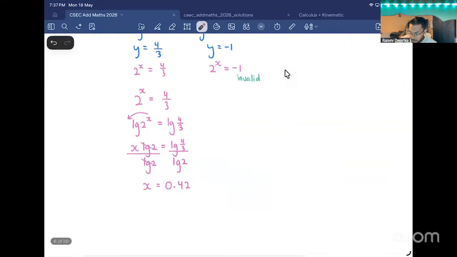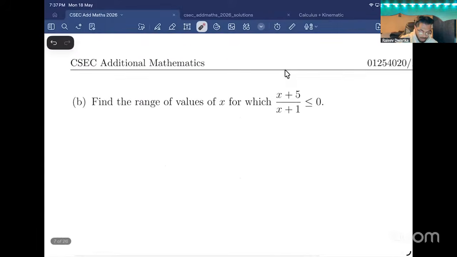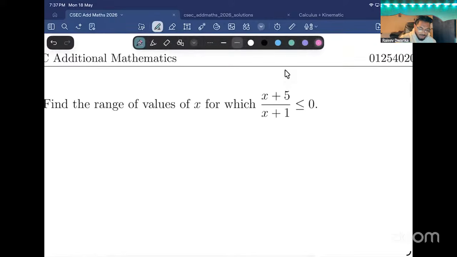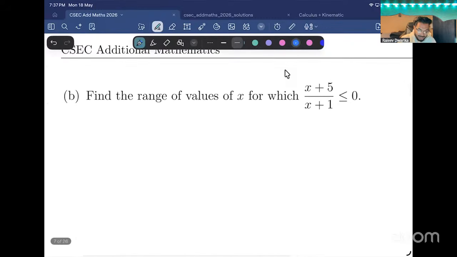Bam. Cool. All right, find the range of values of x for which x plus 5 over x plus 1 is less than or equal to 0. I didn't think this was coming, but oh well. All right.